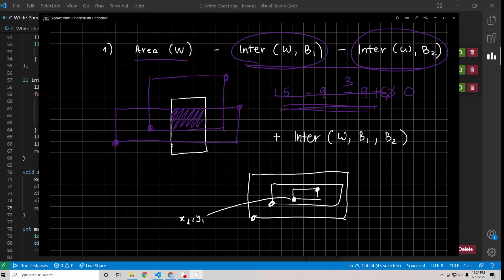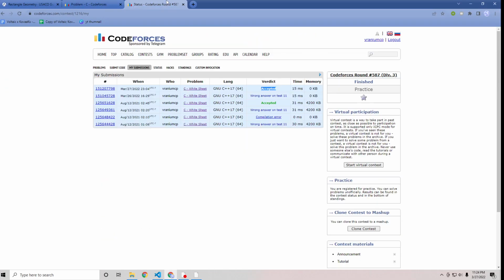So I think the key thing is just to find this case where both the black rectangles overlap within the area of the white rectangle, and then we just have to take that into account. And this works as shown here. So voila.